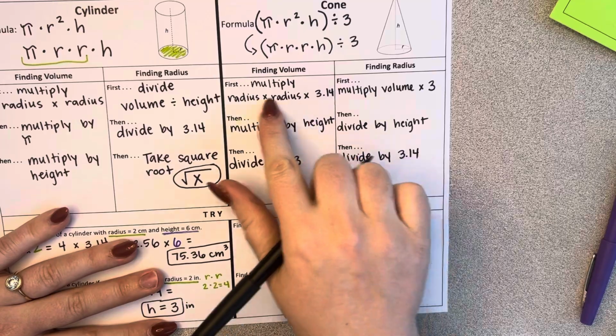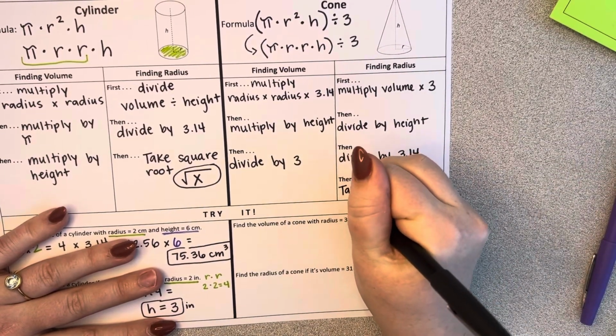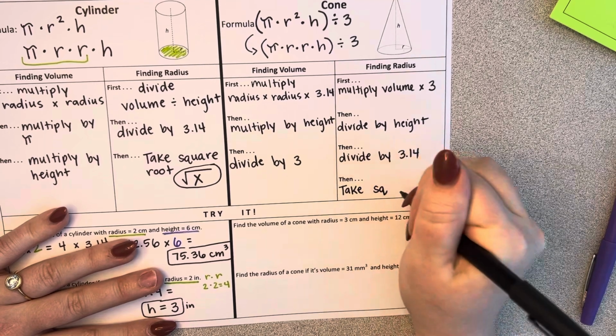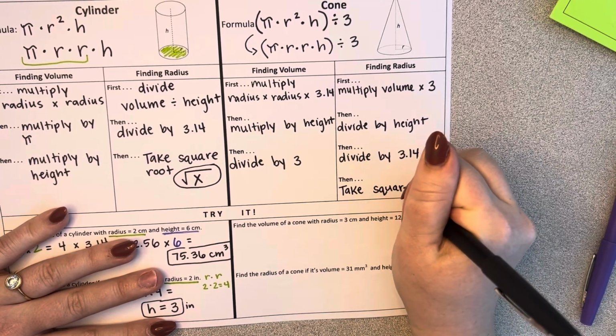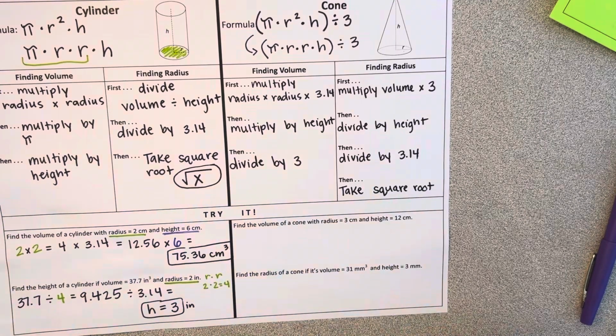And since we don't actually know the radius, we can't divide by the radius, but we take the square root. That tells us what number times itself gives us that value. And you should have that symbol over here from the previous video.